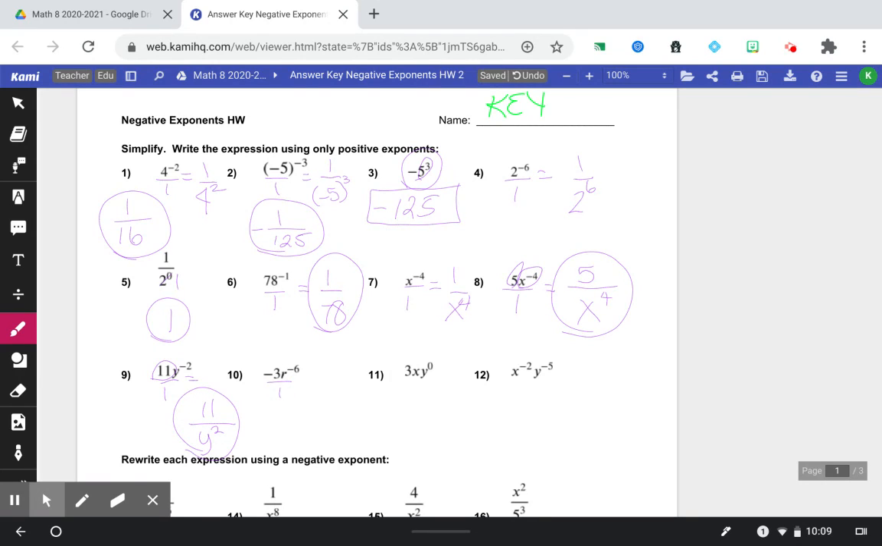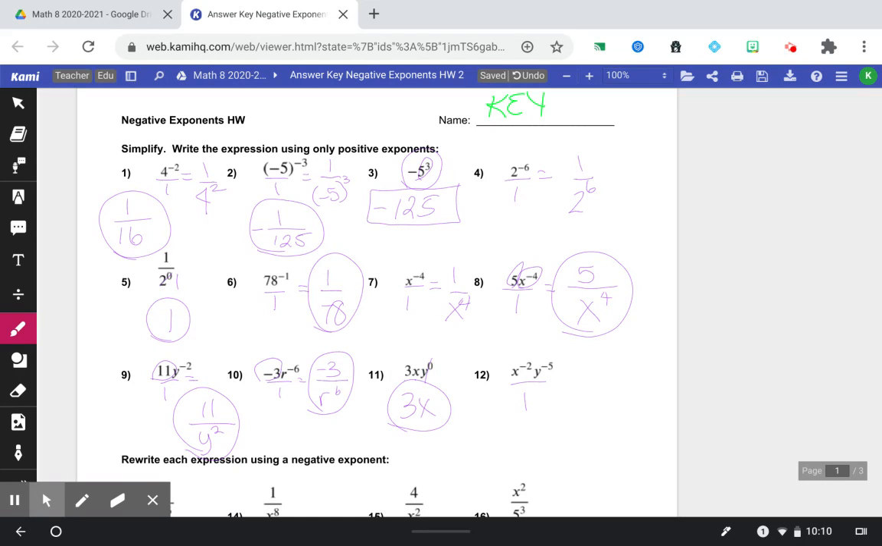Okay, number 10, look at each part. Negative 3 has a positive exponent, so leave it alone. And then the R we're going to flip and make the exponent positive. Okay, number 11. So y to the 0 power, that's just going to equal 1. And each piece of this, they both have positive exponents. So just 3x would be your answer.